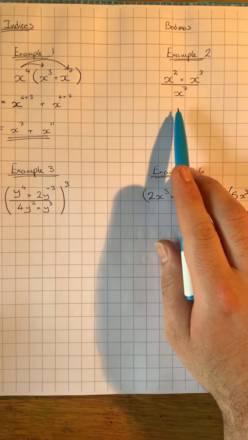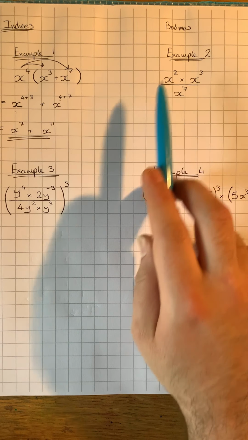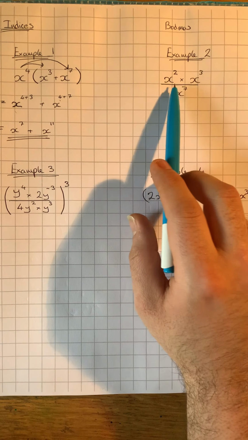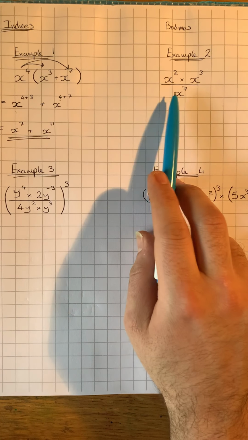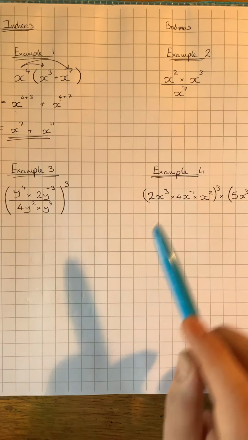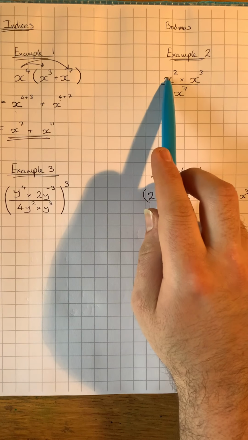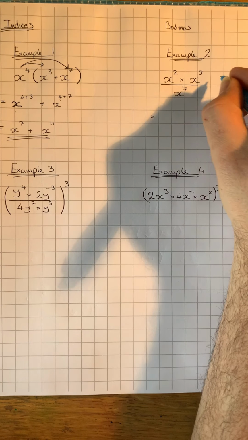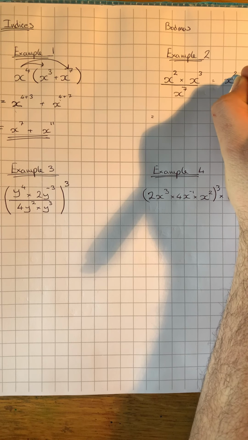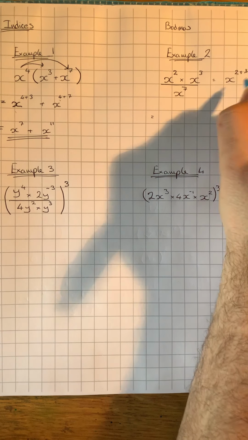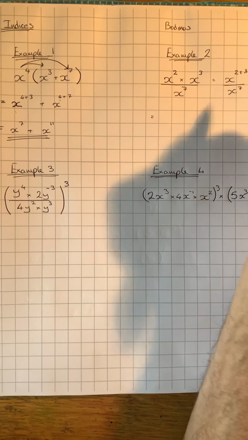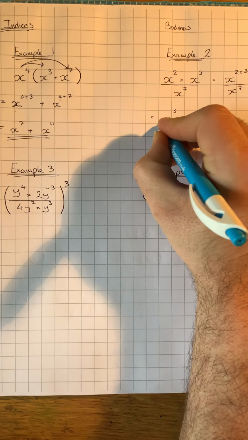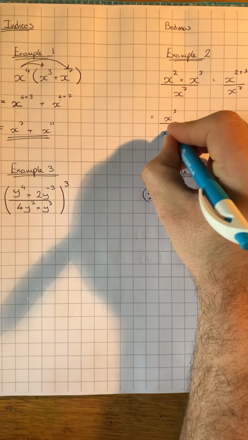In this example, we've got both. Now, because we've got something as a fraction here, the best thing I can suggest to you is to tidy up the top, tidy up the bottom, and then deal with it. So in this example, I've just got a straight out multiplying on the top. So x to the 2 times x to the 3 is just x to the 2 add 3 over x to the 7. So that's going to break down to x to the 5 over x to the 7.